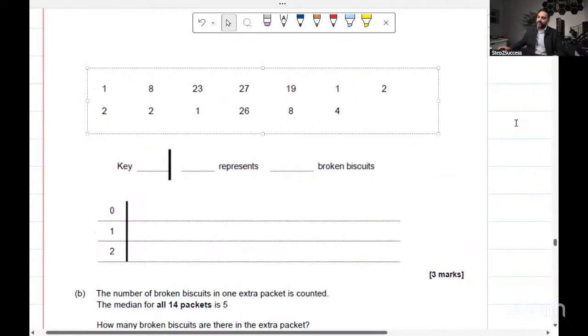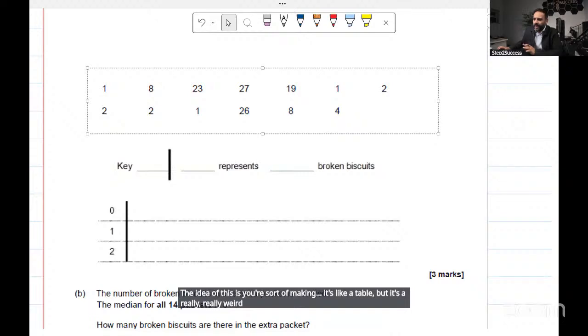Right. The idea of this is you're sort of making a table, but it's a really, really weird table.